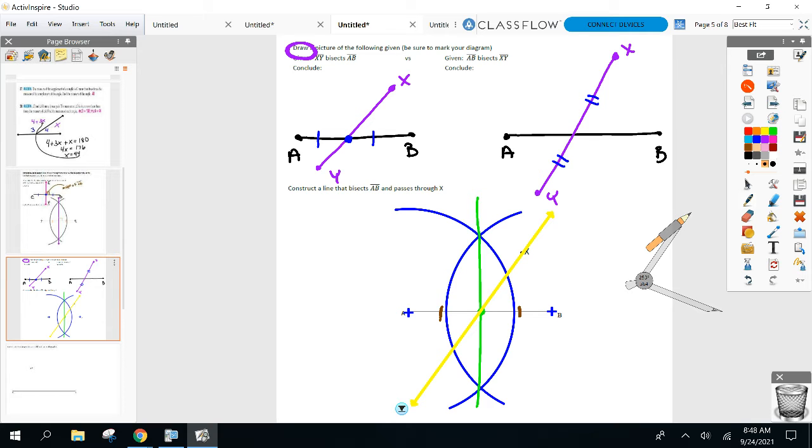Everyone see the difference there? Why? How I could still use that construction. It finds the midpoint. That's what I need. That's what my line's got to go through. All right, all good. Bisector versus perpendicular bisector. We're all set.